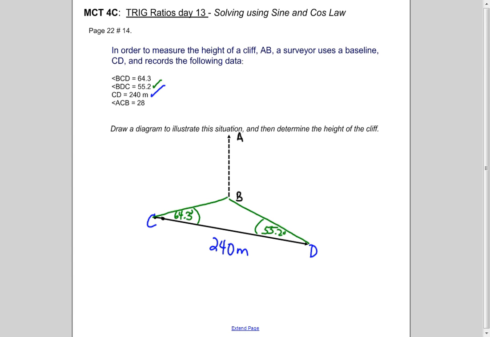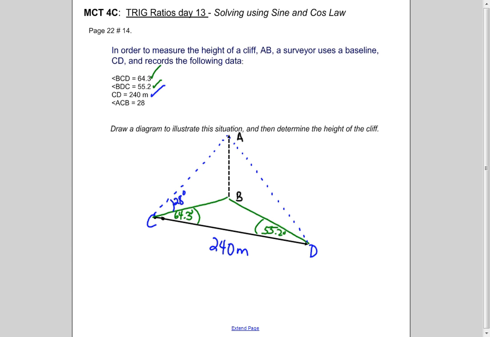Then we have angle ACB, but that is in a different triangle because it involves point A. So ACB would be the angle at C here, which is a 28-degree angle of elevation. So he had his clinometer and he took a little angle there.